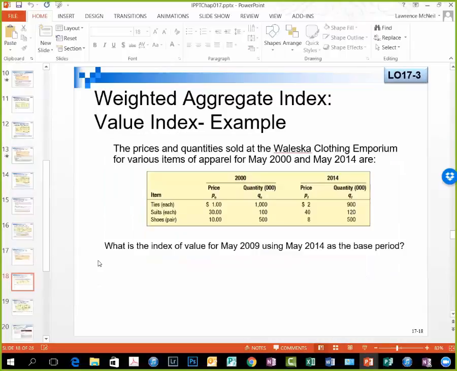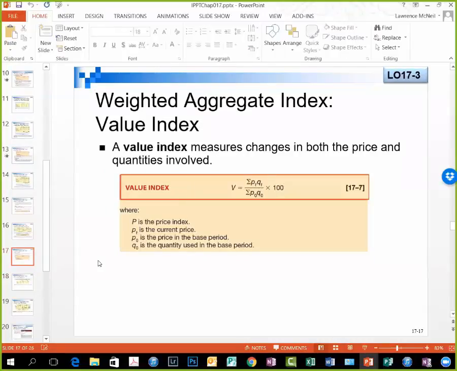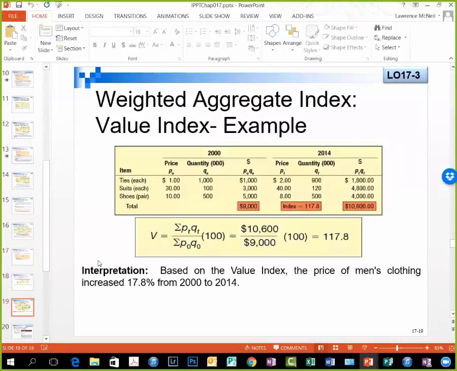Value, now that you understand what I've just done, you could pretty much do the value. You shouldn't have a problem there.